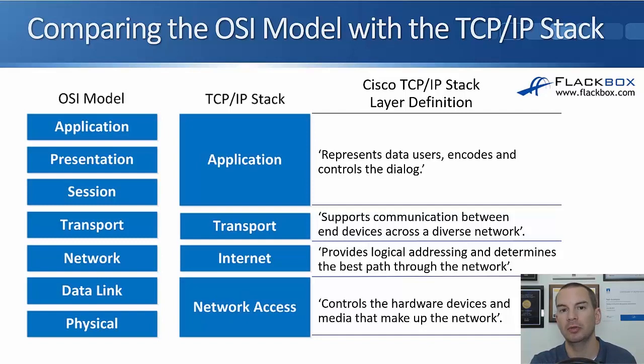Over on the right, we've got the TCP/IP stack. So you can see we've only got 4 different layers there. Up at the top, we've got the application layer, which maps to all 3 of the application, presentation, and session layers in the OSI model. Below that, we've got the transport layer, which is a one-to-one mapping with the transport layer also in the OSI model. Underneath that, we've got the internet layer, which is equivalent to the network layer in the OSI model. And down at the bottom, we've got the network access layer, which maps to the data link layer and the physical layer in the OSI model.